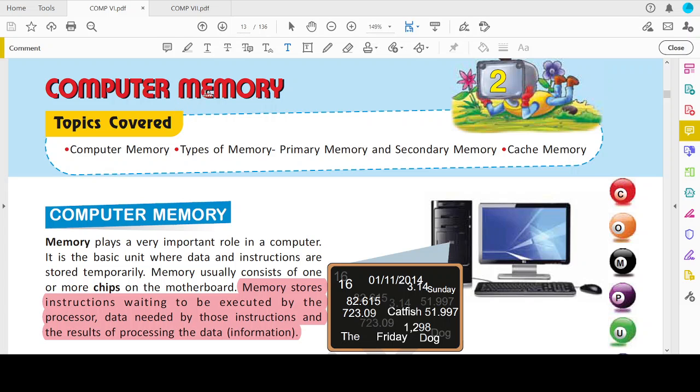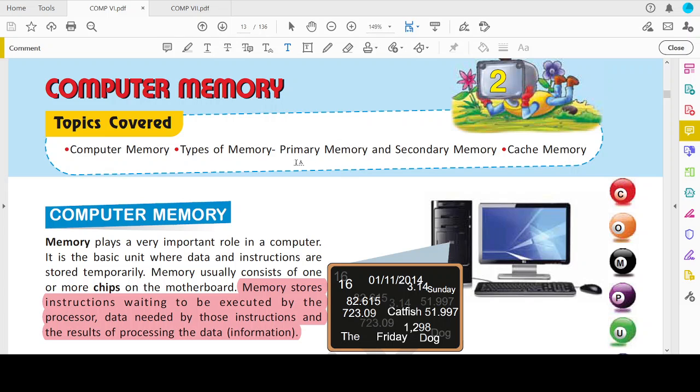So what are the different memories? What are the different kinds of storage a computer system might be using? We will see the various types of memory, that is the primary memory and the secondary memory, that are used in a computer.